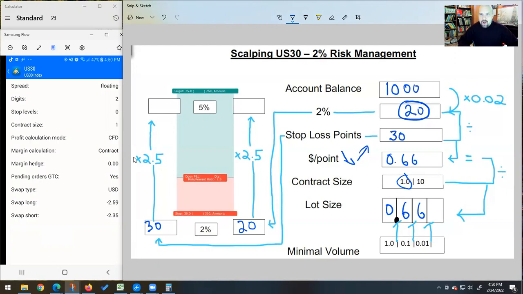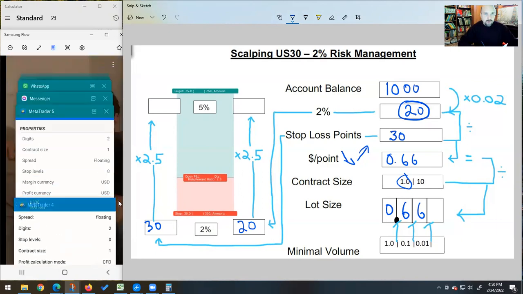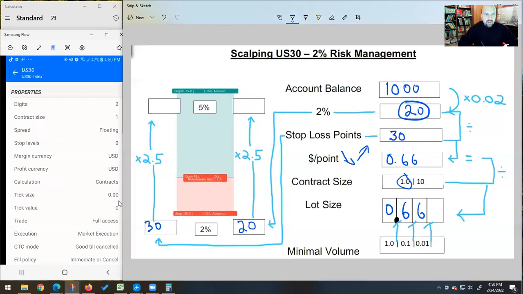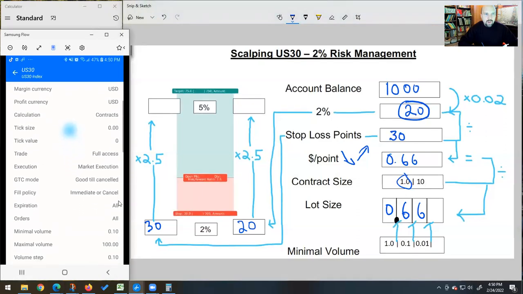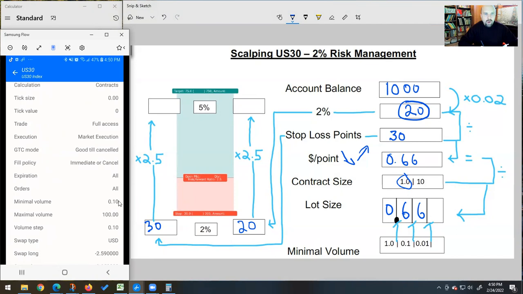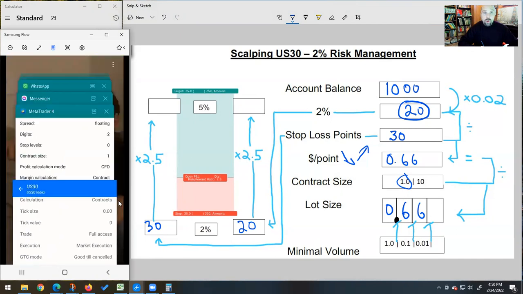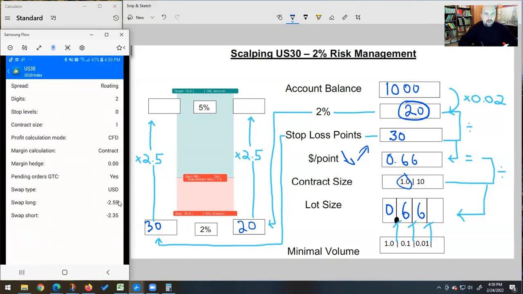Now, what about minimum volume? Because you see here, this is divided into different compartments. So which lot size are we going to use? Let's go to MetaTrader 5. I look here and scroll down. There it is, minimum volume 0.1. Now let's go to MetaTrader 4. Wait a minute, I don't see it. Where is it? Is it hiding on me? No, it's just laid out a little differently.